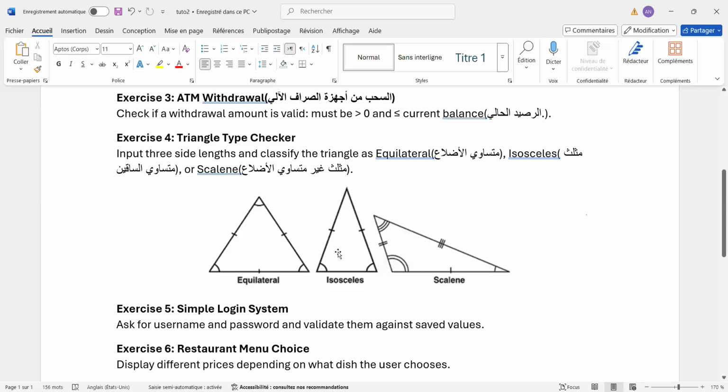And the second one, which is isosceles, means A is equal to B, or maybe A is equal to C or C is equal to B. Did you get it? That means of these three sides only two are equal to each other. And our third one, scalene, means this one is not equal to this one and none of them is equal to the other one, okay?